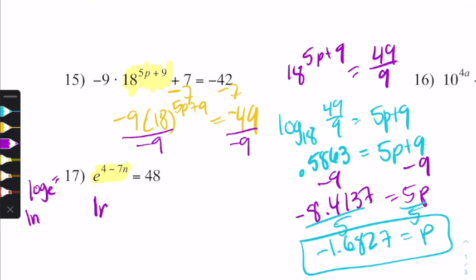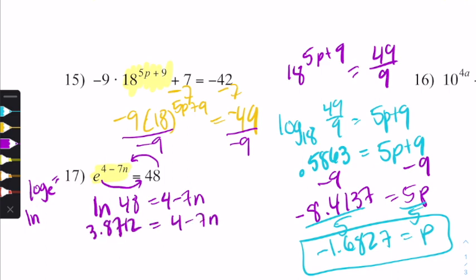So we do the natural log of, hop to the other side, 48, hop back, equals 4 minus 7n. There's a natural log button on your calculator. It's left of number 4, so you just type it in so it literally looks like this on your calculator. So that gives you 3.8712 equals 4 minus 7n.